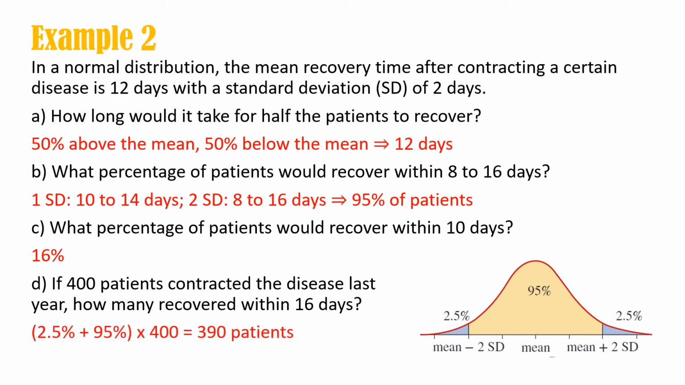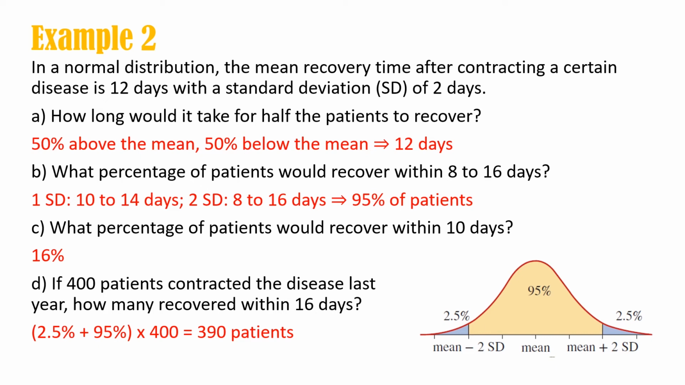All right, so 2.5% plus 95%. Now remember, if you're doing this in a calculator, you're going to need to do 2.5 plus 95 equals 97.5. Divide that by 100 to convert from a percentage to a decimal, and then times that by 400. And that's going to give us 390 patients. So 390 patients last year not only contracted the disease, but recovered within 16 days.